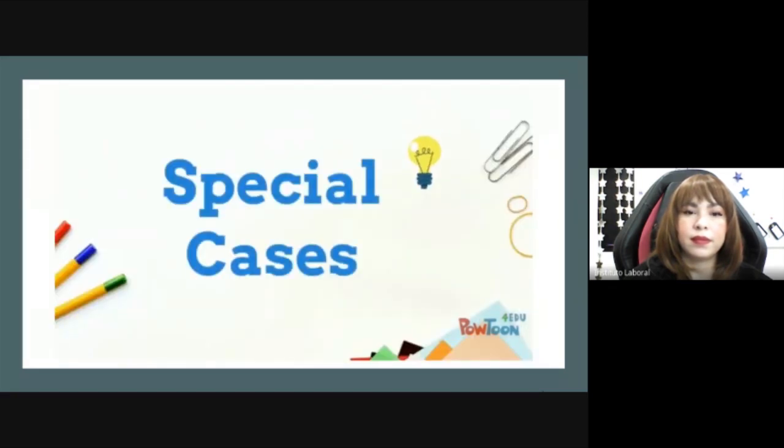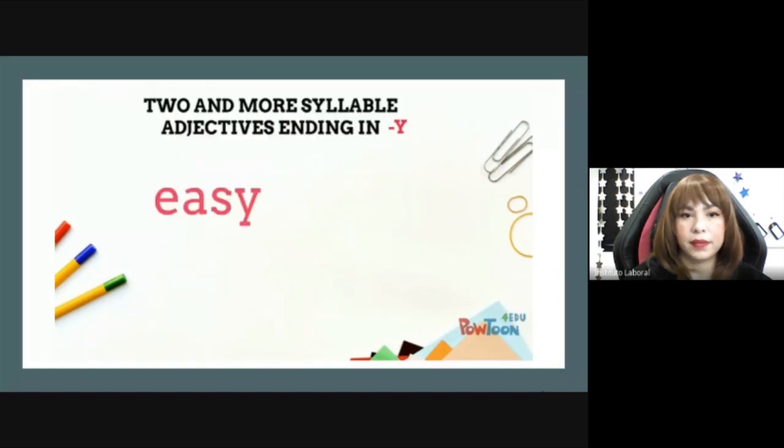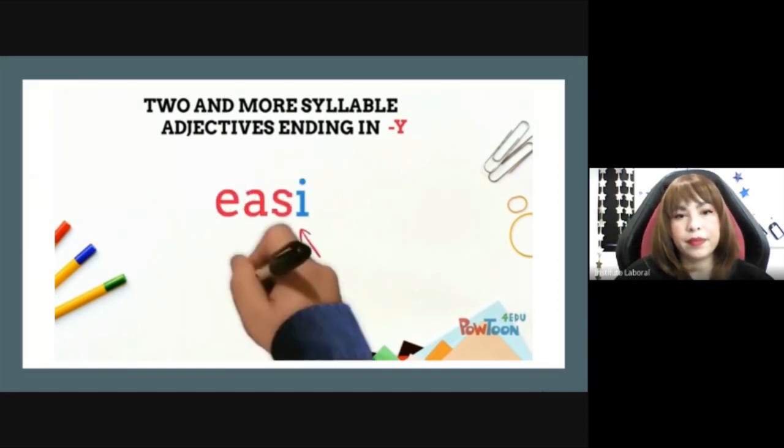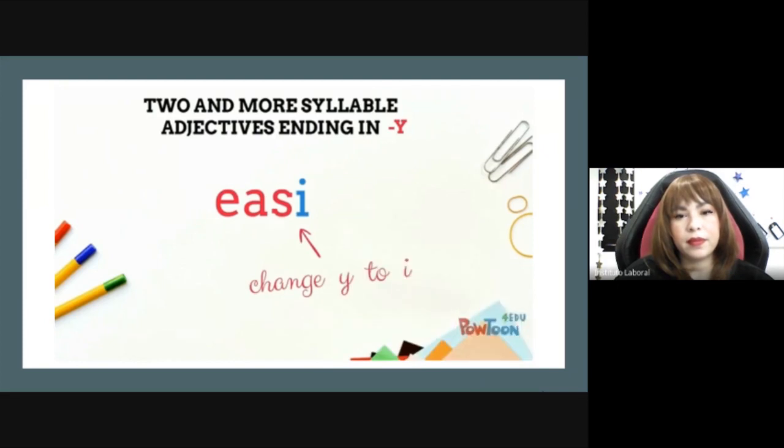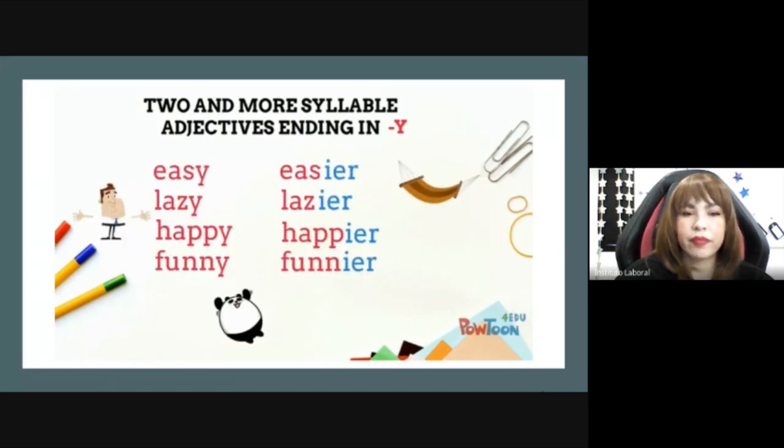There are some special cases related to the use of comparative adjectives. If it's an adjective of two or more syllables ending in y, we can make its comparative form by changing the y into i and adding the suffix -er. Easier. Lazy, lazier, happy, happier, funny, funnier.